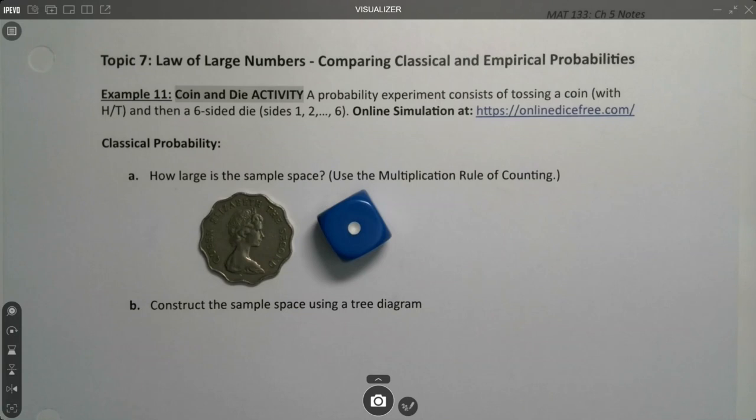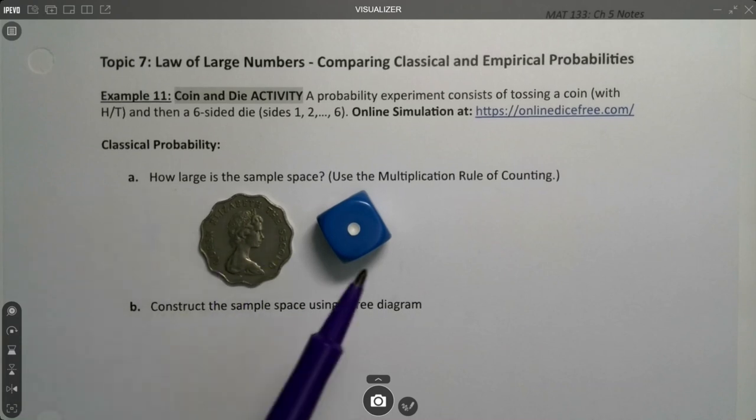This last example is going to span many, many pages, and it's going to put together everything we've learned so far about basic probabilities into one example and expand our understanding of a few things. So this is going to be with a coin and a die.